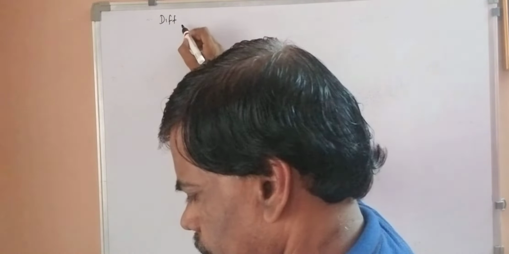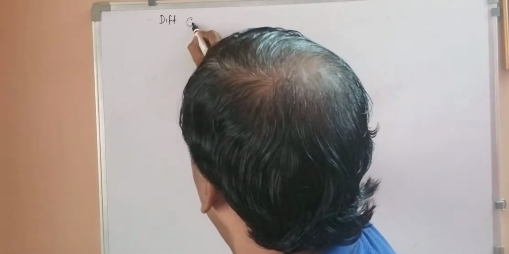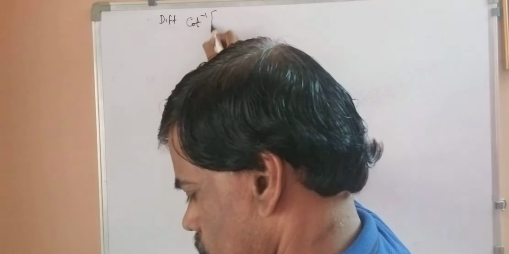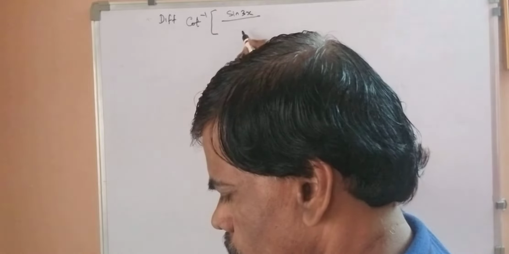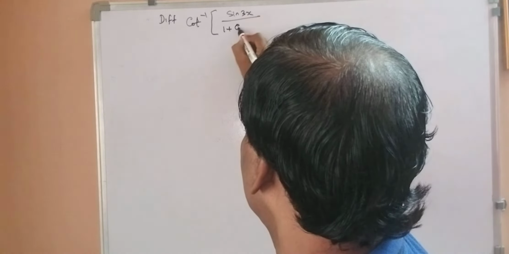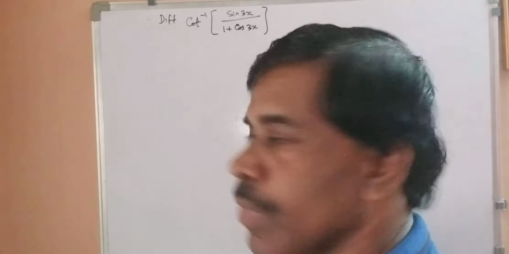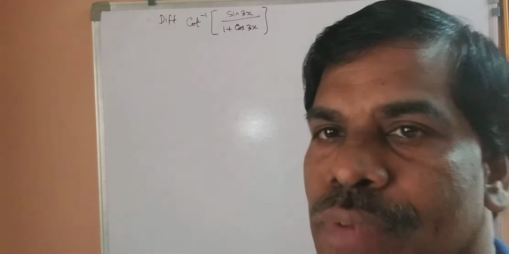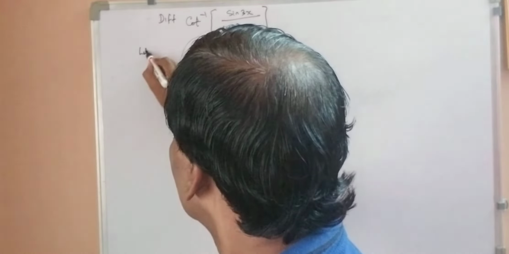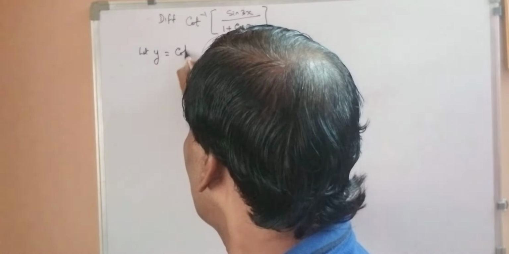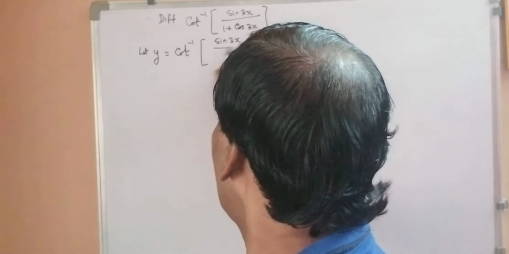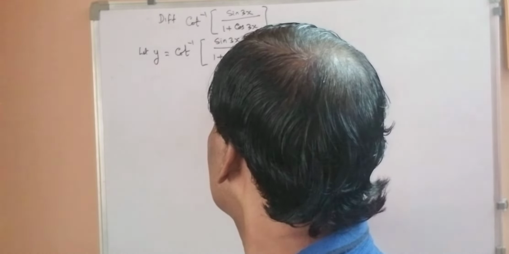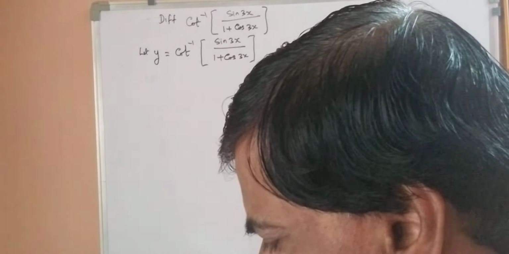Differentiate cot inverse of sin 3x upon 1 plus cos 3x. As I told you, first of all you will write: let y equal to cot inverse of sin 3x upon 1 plus cos 3x. Okay, now I have written it like this.